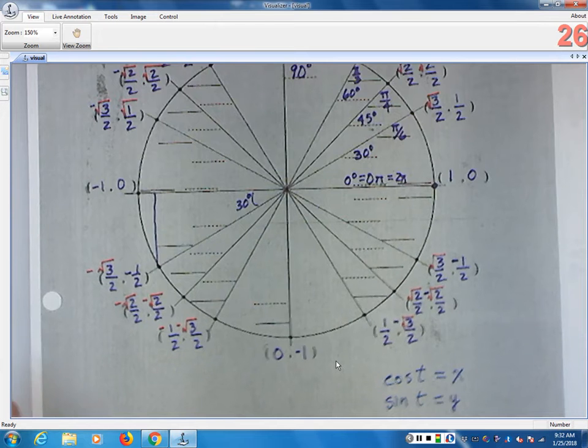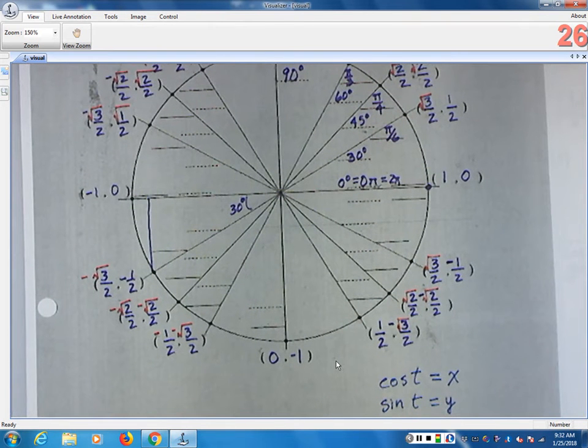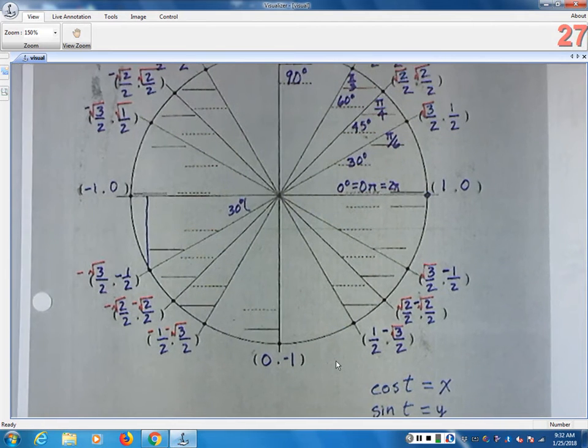All right, so that's the unit circle. For part of the test, you get to use your calculator and the unit circle, but the first part of the test is no unit circle, no calculator. So some people like to quickly sketch their unit circle.